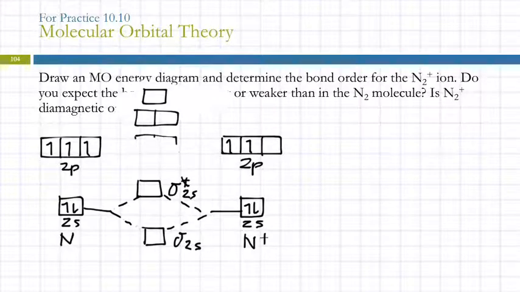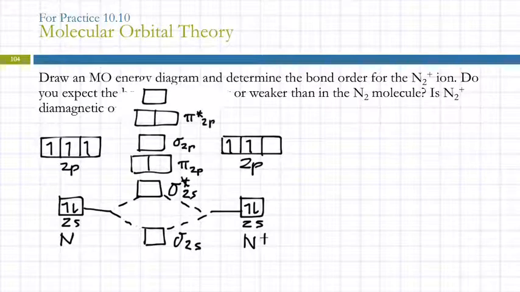So I'm going to erase those. And the pi bonding orbital is lower in energy than the sigma bonding orbital. So this is pi 2p, sigma 2p. This is pi star 2p, and sigma star 2p. How's that for trippy? So these, well, that's not a dashed line. These are coming from those 2p orbitals.